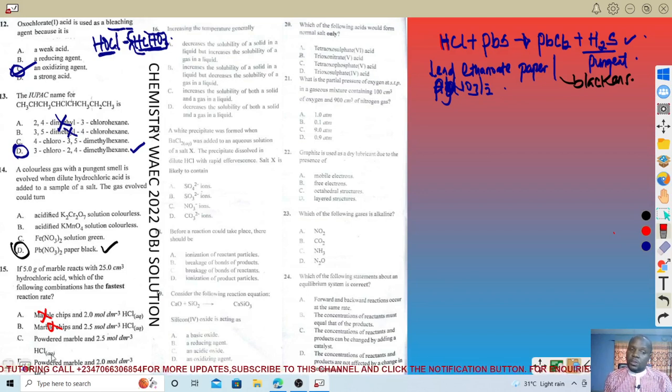So now it must be powdered. I'm going for C because the concentration of this one is greater than the concentration of the other. You understand? As 2.5 is greater than 2.0. I hope students understand that.